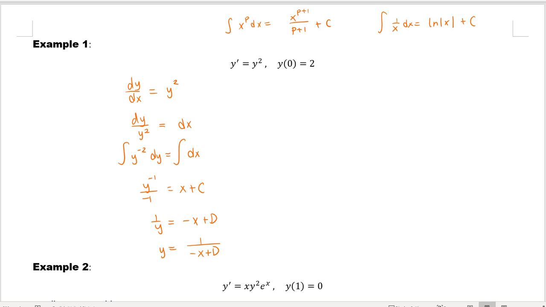And then next, we want to plug in the initial conditions. Alright, let's see. Okay, let's plug y of 0 equals 2 in here. So y is 2, so 1/2 equals 1 over d, since x is 0. And then, so we get d equals 1/2, right? So then we can plug in, we get 1 over minus x plus d, where d is 1/2.